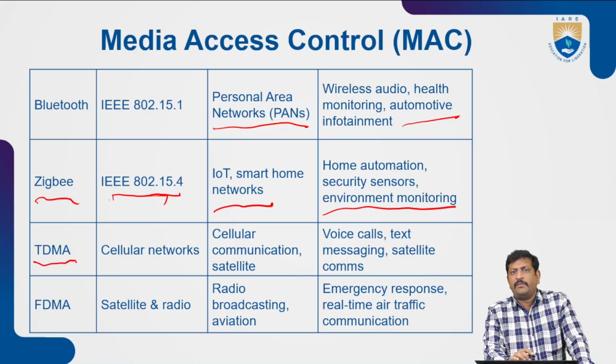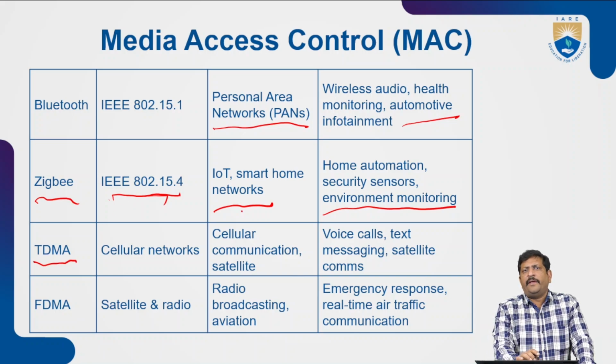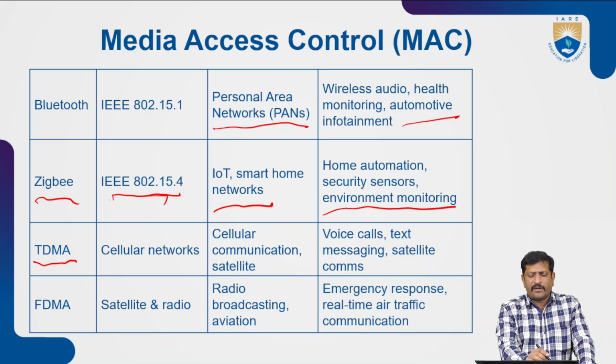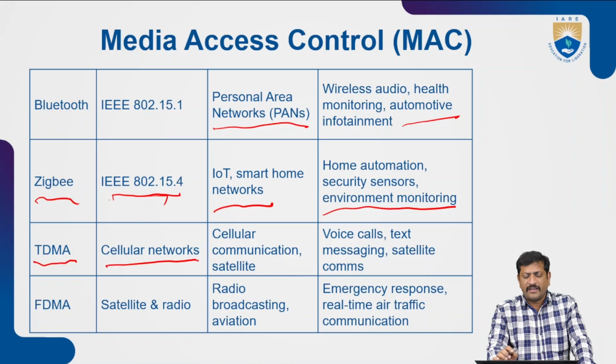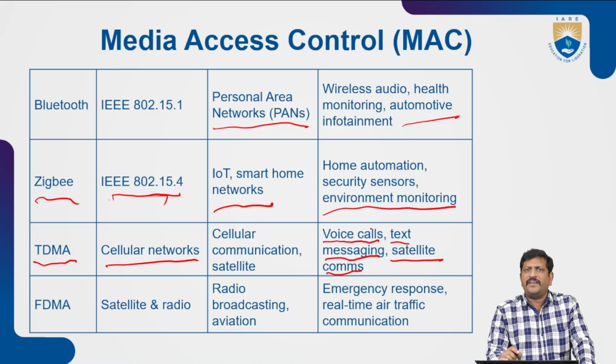And TDMA, time division multiple access. It is used in cellular communications or satellites. By using cellular networking, the TDMA protocol can be used in cellular communication and satellites. Voice calls: any voice calls, mobile communications, text messaging, or any satellite communications. WhatsApp messages are the best examples for TDMA.